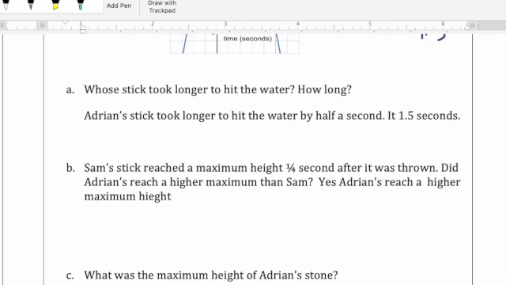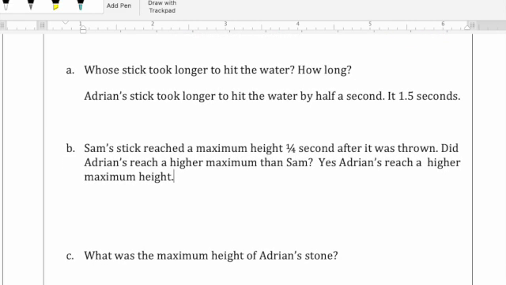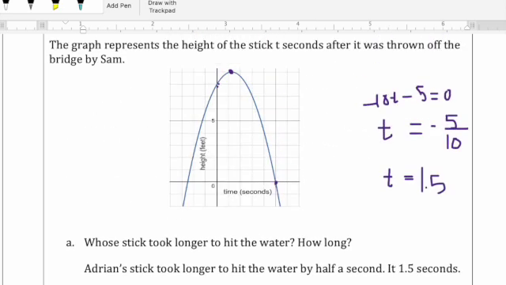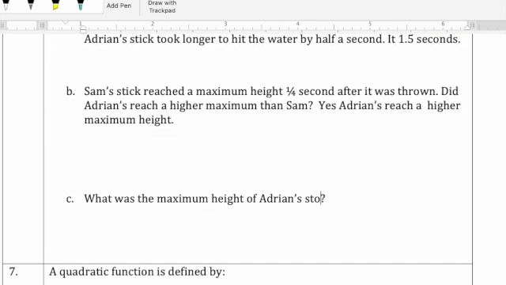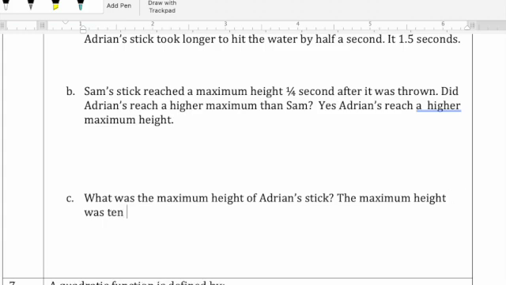Okay. What was the maximum height of Adrian's? This says stone. I think we used sticks. I'm going to say stick. Gotta fix these on here. Adrian's stick. And it went to a maximum height was 10 feet.